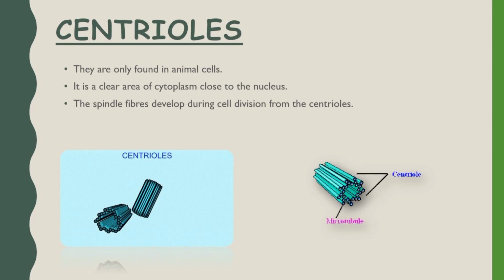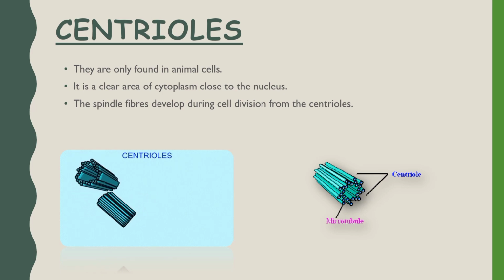Next up are the centrioles. They are only present in the animal cells. The region surrounding the centrioles is called centrosome. The centrosome and centrioles are present near the nucleus. The centrioles initiates and regulates the cell division.